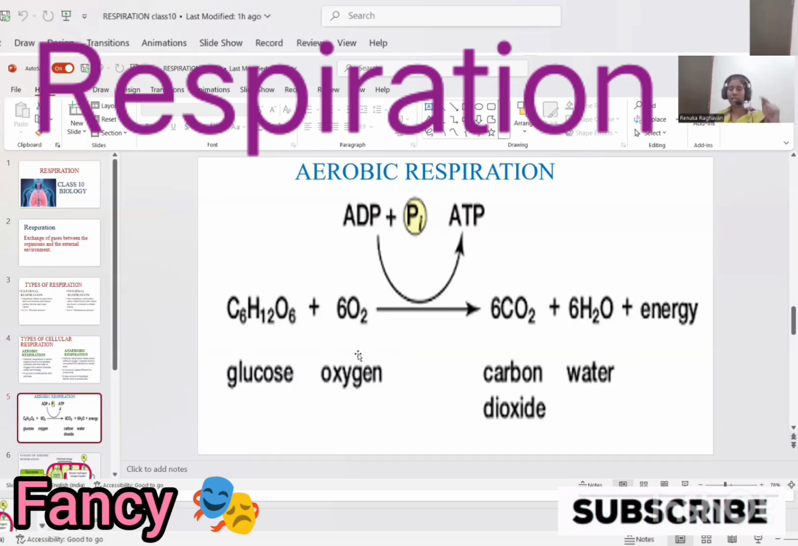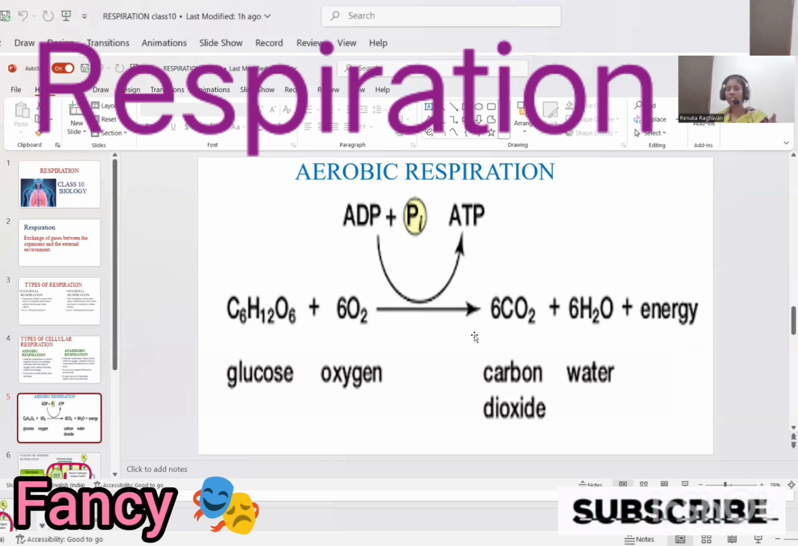Now for this biology class, I'm just explaining that C6H12O6, this glucose, is a carbon 6 molecule. This carbon 6 molecule will combine with 6 molecules of oxygen, and it's going to produce 6 molecules of carbon dioxide and 6 molecules of water, and along with that you will get energy. This energy only will give you the power to do anything. Now, this power, where is it produced? In the cell, in the living cell.